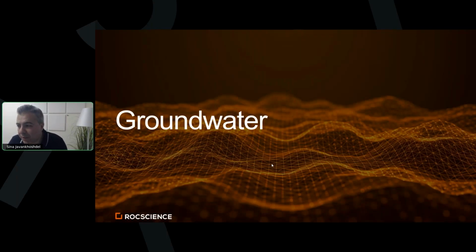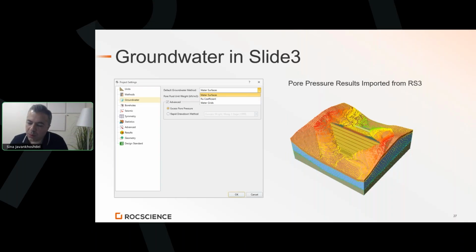Let's see what we have in terms of groundwater in Slide 3. So in this webinar, my goal is to have an overall overview of different options that you can apply to different models. In terms of groundwater options in Slide 3, we have water surface, RU coefficient, water grid. Also, you can have some advanced options like rapid drawdown and calculate excess pore water pressure in the model.